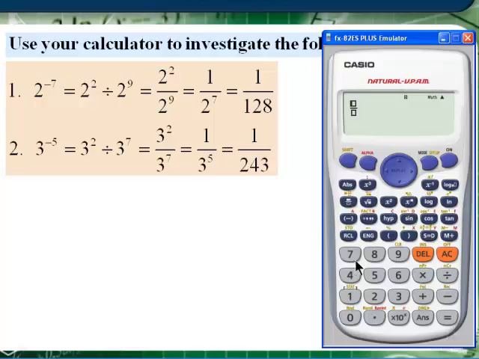In the same way, if we take 1 divided by 2 to the power 7, we get exactly the same answer. So what is important here? That 2 to the power minus 7 is the same as 1 over 2 to the power 7. I would like to do the reverse one. Say we have 1 over 2 to the power minus 7.